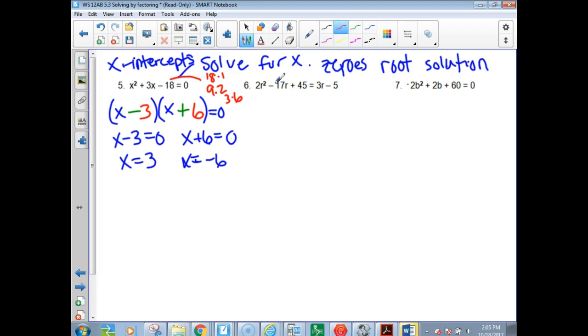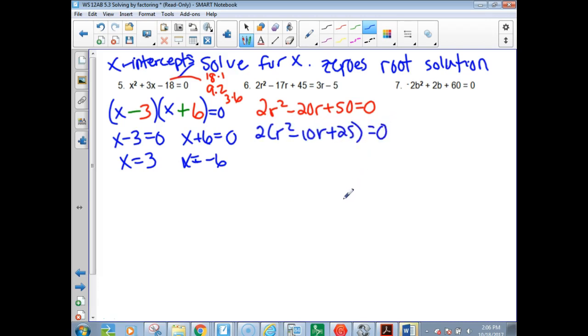Sixth, first step, set it to 0. Can't do it the way it is right now. So 2r squared minus 20r plus 50 equals 0 would be step 1. I just went and subtracted 3r and added 5. Now I'm going to factor out a 2. Okay. Now I'm going to factor the trinomial.